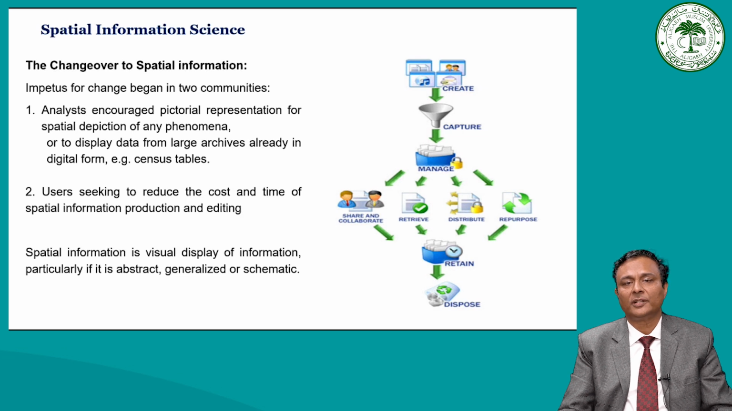Then the changeover to spatial information. The impetus for change began in two communities. First, the analysts, wishing to make pictorial representations quickly to see the results of spatial depiction of any phenomena, or to display data from large archives already in digital format. For example, census tables. Another can be the users seeking to reduce the cost and time of spatial information production and editing. So spatial information refers to visual display of information, particularly if it is abstract, generalized or schematic.